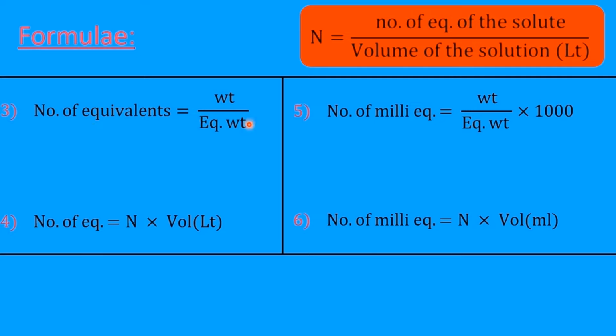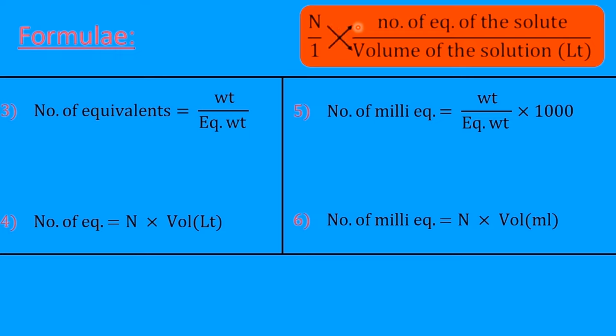You already know this. Sometimes volume is given, and weight is not given. How to calculate then? Take the help of this one. This is the basic formula, the normality basic formula: number of equivalents of the solute by volume of solution in liters. Let us cross multiply.